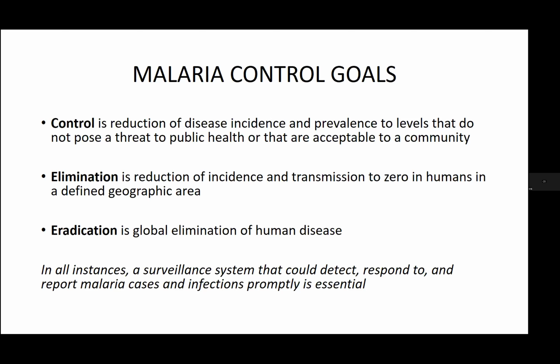However, malaria control and elimination, as per these definitions, are more attainable, with control being defined as reduction of disease incidence and prevalence to levels that do not pose a threat to public health or that are acceptable to a community, and elimination being defined as reduction of incidence and transmission to zero in humans in a defined geographic area. So this is attainable as evidenced by several countries who have eliminated malaria and been successfully certified malaria-free, including Algeria and Mauritius from the WHO African region. But in all instances, to control malaria, you need a surveillance system that can detect, respond to, and report malaria cases and infections promptly, and this is essential.